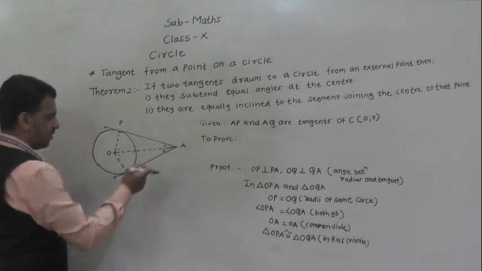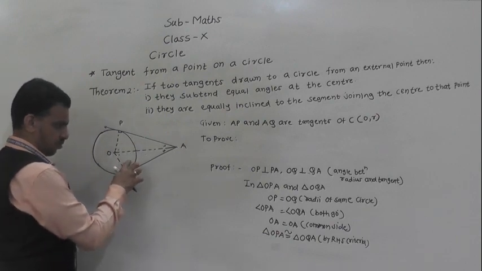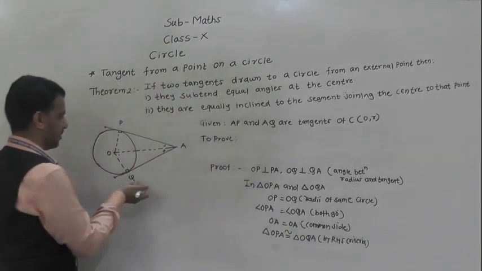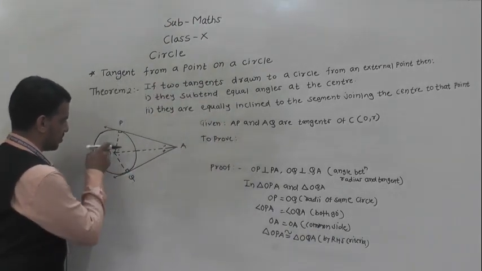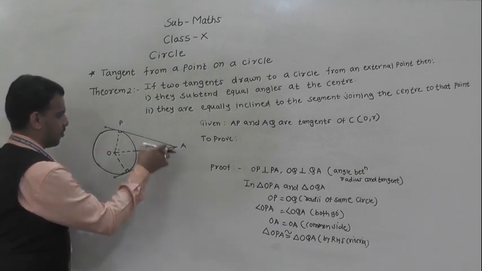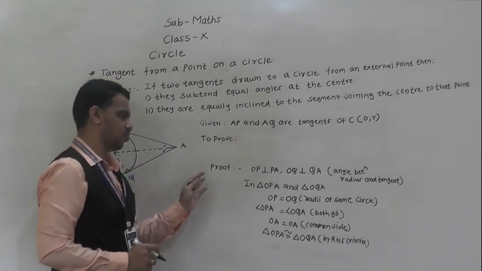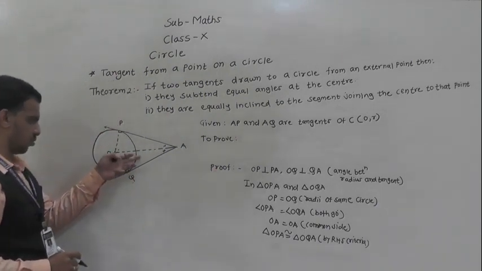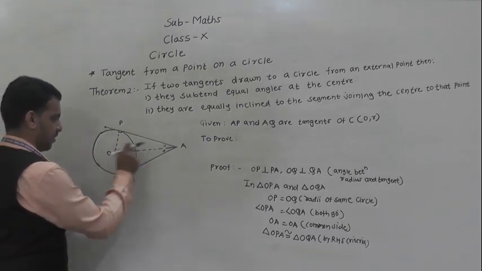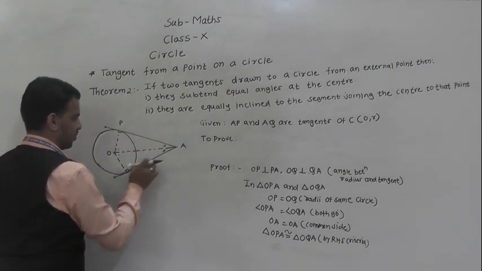is the common side. So by SSS criteria we can show that these two triangles are congruent, or we can use RHS criteria, or we can use SAS criteria also, because here OP is equal to OQ, this is a right angle, and AQ and AP are equal. So we can use SAS criteria also to show that these two triangles are congruent, and by simplicity only we have to write angle AOP equal to angle AOQ, and angle PAO is equal to angle QAO.